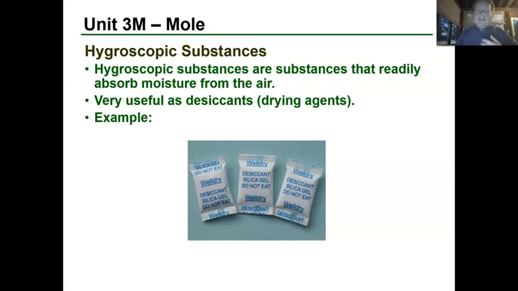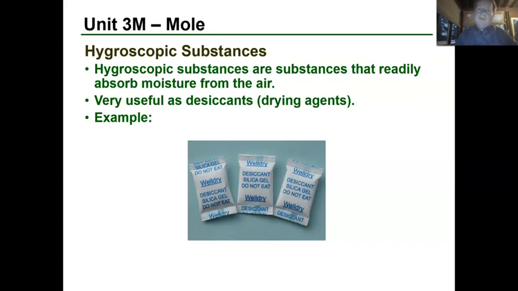If you look at these packets here, you've probably seen these before if you buy some new clothes or new shoes or anything that needs to be kept fresh. These are called desiccants. They're examples of hygroscopic substances. And the reason they're there is they absorb the moisture from the air.